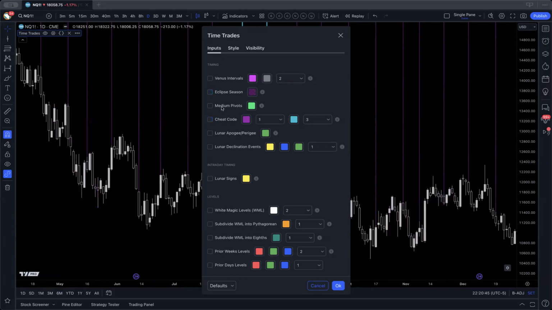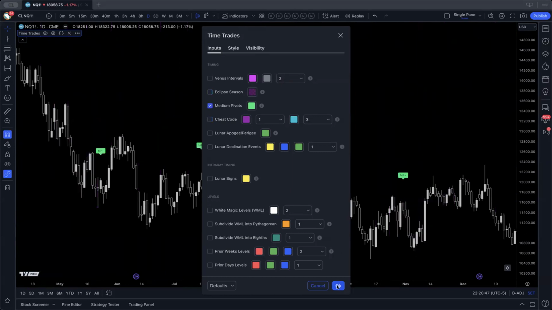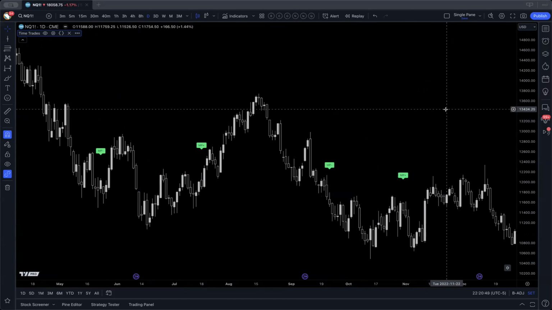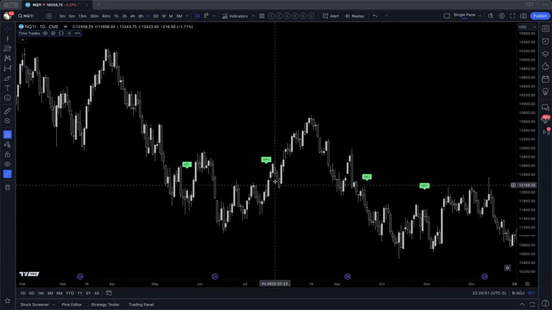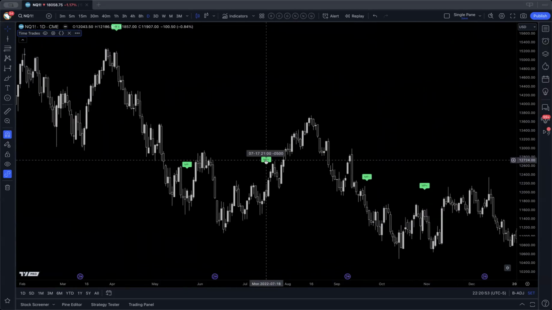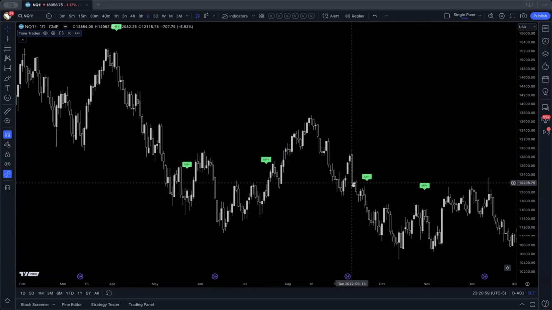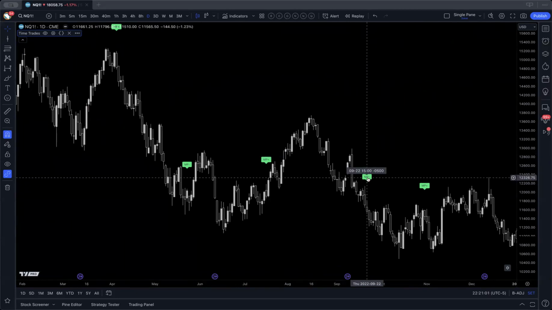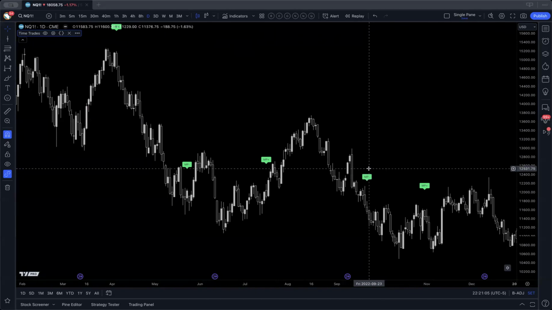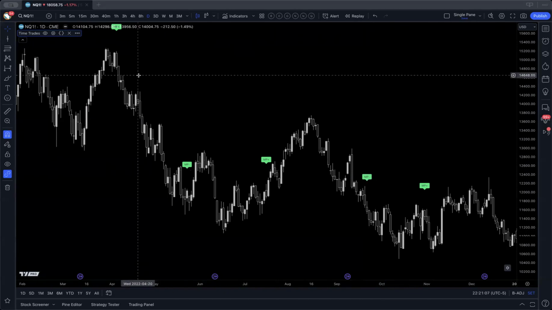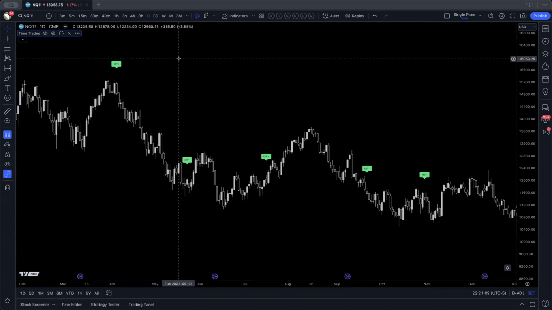Okay, so let's take a look at medium pivots. Medium pivots are based on speed of the inner planets. Okay, so you'll see a medium pivot plus. This is where the speed crosses the zero line, goes into positive territory. Medium pivot negative is the reverse. It crosses the zero line, goes into negative territory. And often you'll see pivots happen around here.